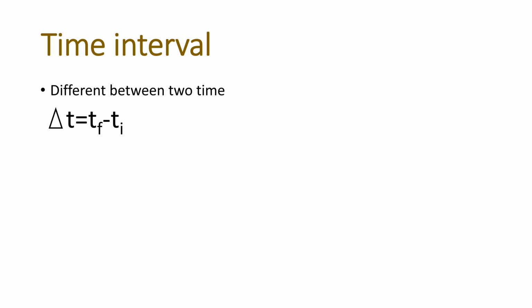A time interval is the difference between two times. So you can see the triangle in here, which we call delta. It represents change in. Well, for this equation, it is the change in time, which equals time final minus time initial. So let's look at an example.